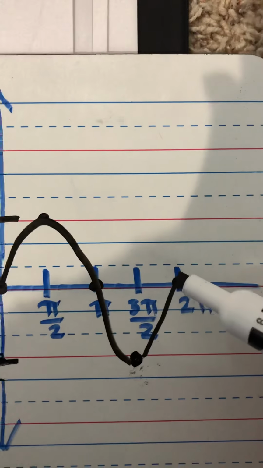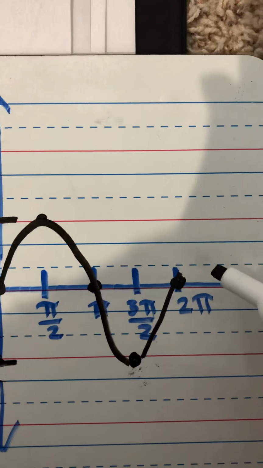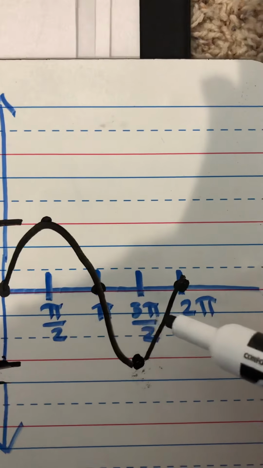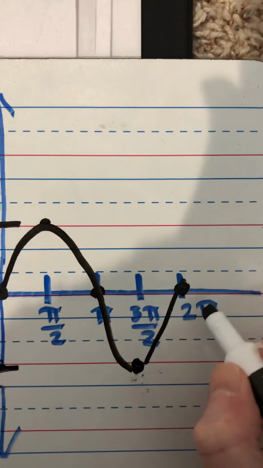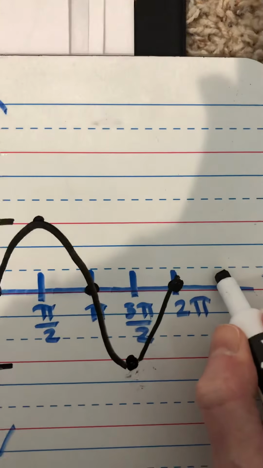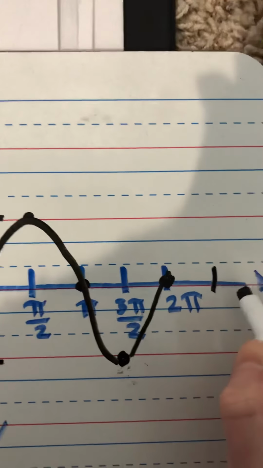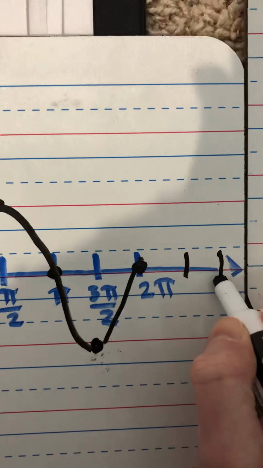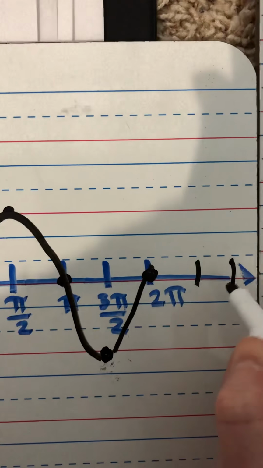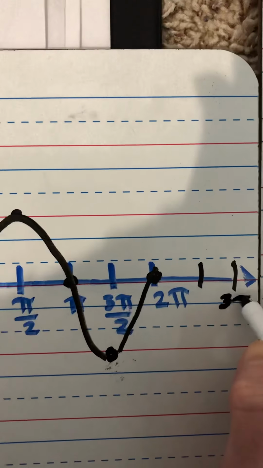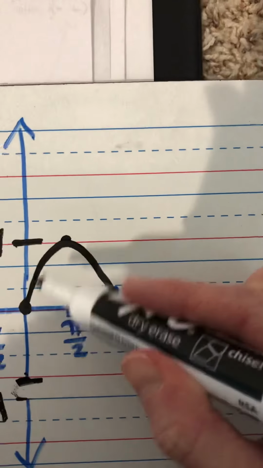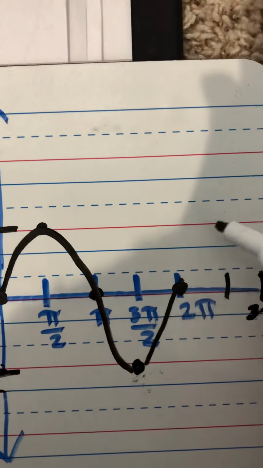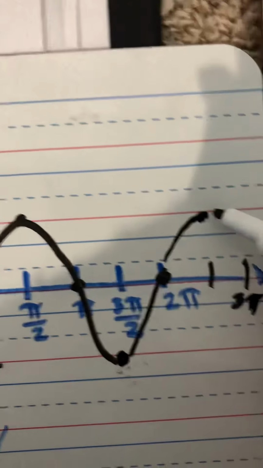So you could keep going and you could keep labeling, like this is 3 pi over 2, so this would be 2 pi, which is 4 pi over 2. This would be 5 pi over 2, 6 pi over 2, which is 3 pi. And it's going to keep doing the same thing. So it goes up, down, up. It's going to go up again, and then it's going to go down again.